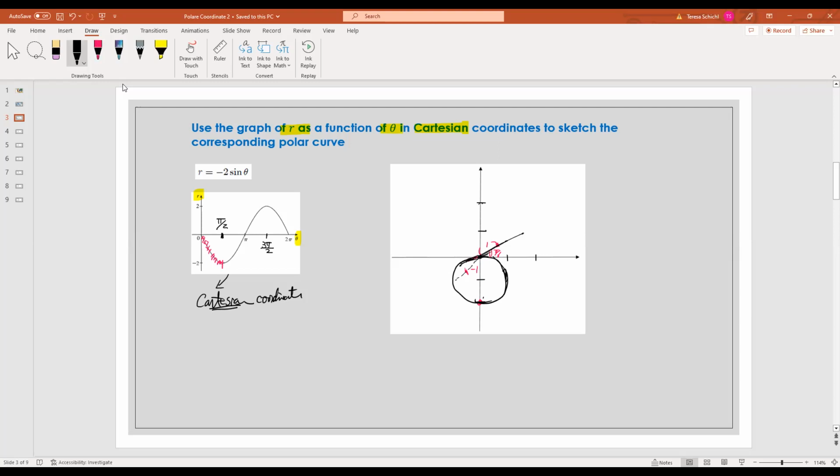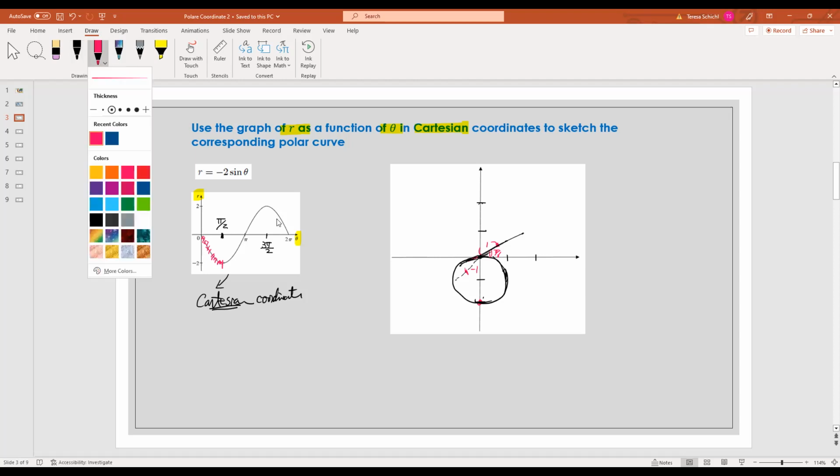When the angle goes to pi over 2, where am I going to switch to? I'm going to switch to the negative of pi over 2, right? So I'm going to switch to the -2 here. And then from pi over 2 to pi.